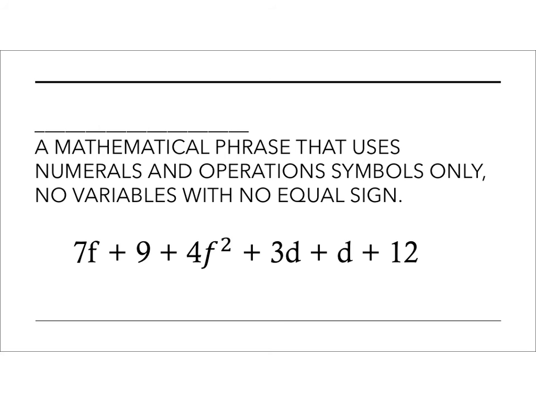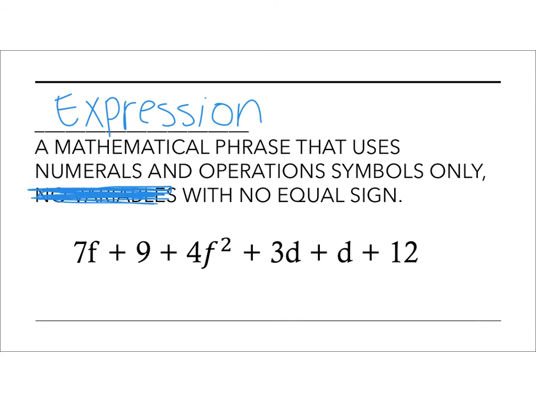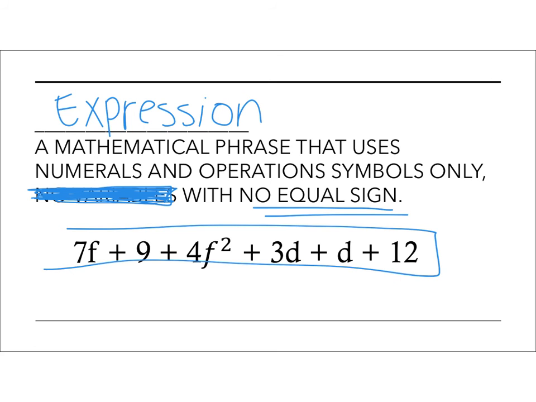All right, for my next slide, I've already said this word earlier. I don't know if you caught it. Expression. So what is an expression? An expression is a mathematical phrase that uses numerals and operation symbols only. Now I'm going to actually cross this out. This is not true. There can be variables in an expression. The biggest thing is there is no equal sign. If you notice, there's no equal sign here. That's why this is called an expression.